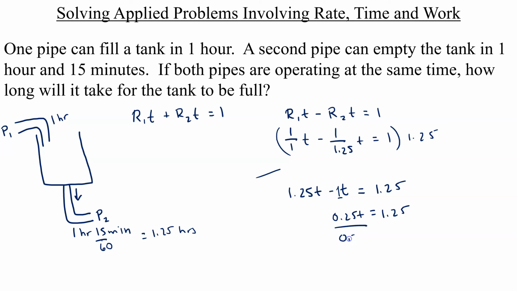And then finally, I'm going to divide both sides by 0.25. Cancels here. And I end up with t equals 5. And the units on that were hours. So pipe 1 can fill this tank in 1 hour. However, pipe 2 is emptying the tank in just over an hour. So rather than taking just 1 hour to fill this tank, it's going to take 5 hours because this pipe is working in opposition to this pipe here.